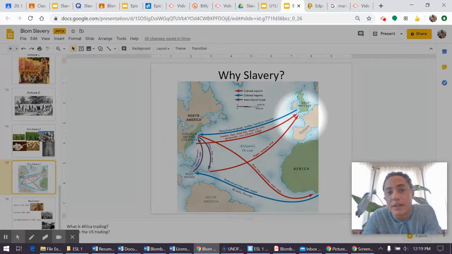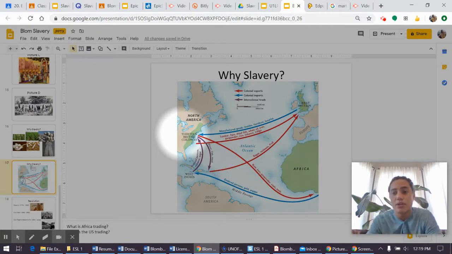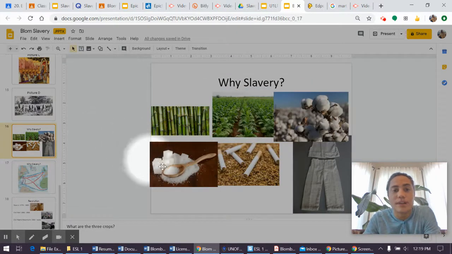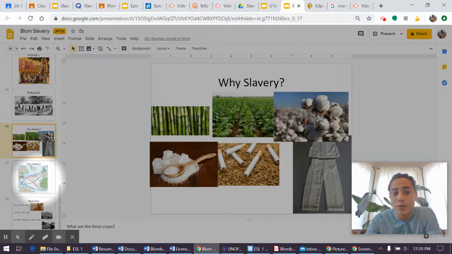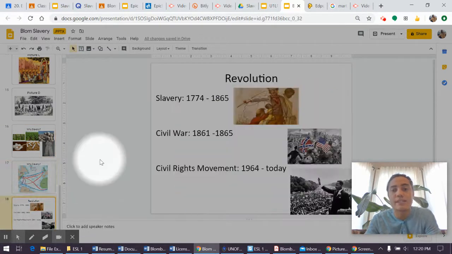You'll notice that many of the things that the United States needed to survive came from other countries. They would put goods on boats, and the boats would go across the world and bring back things that the people needed to survive. And things like sugar and cigarettes and clothes from the United States were very valuable. And so the United States got very rich.